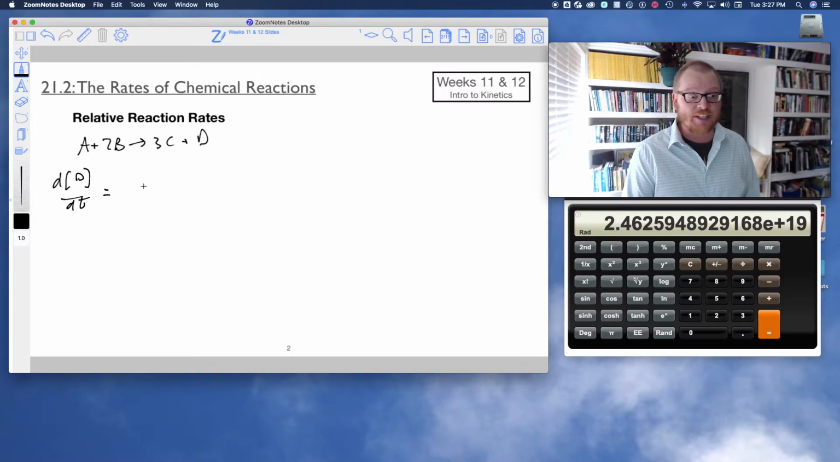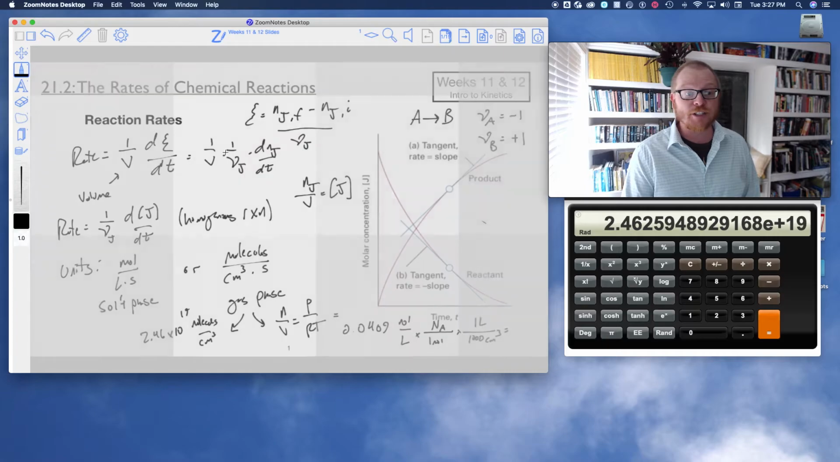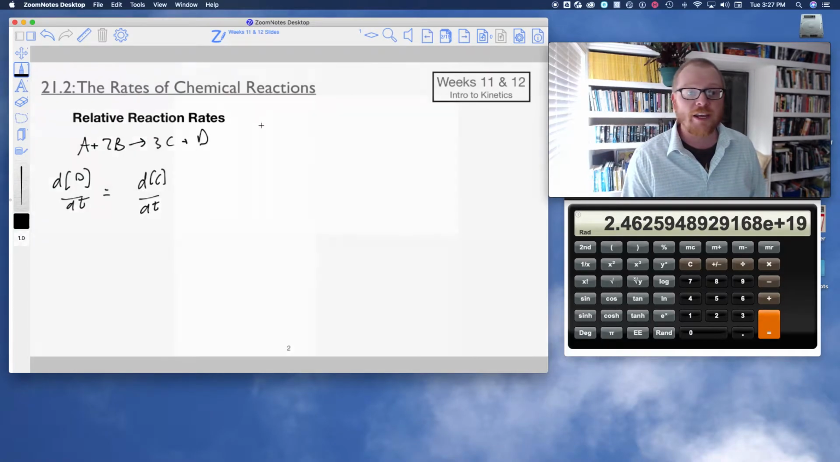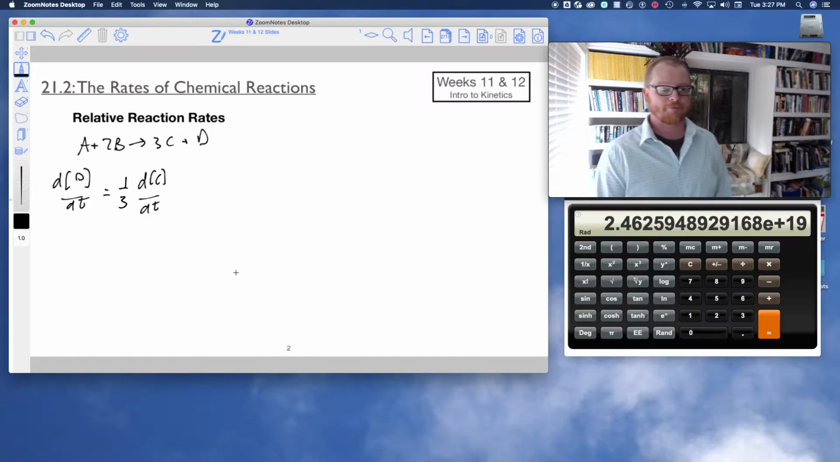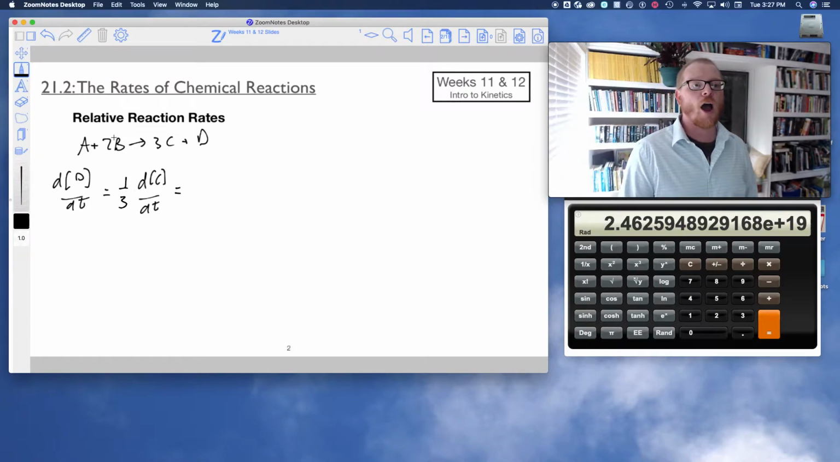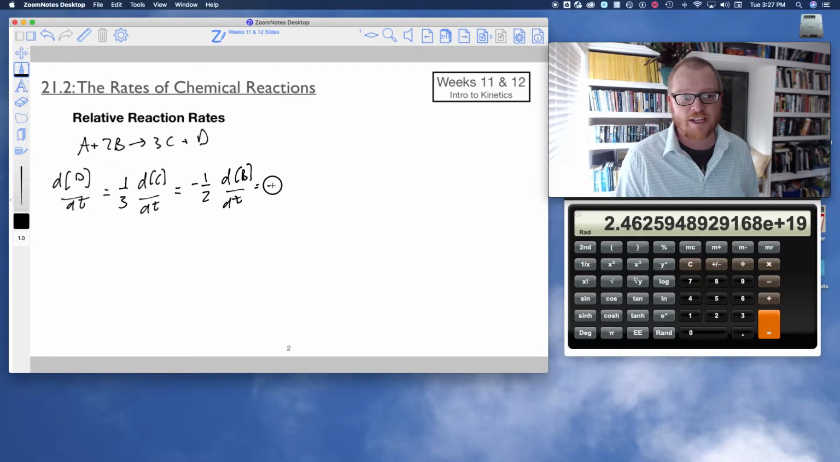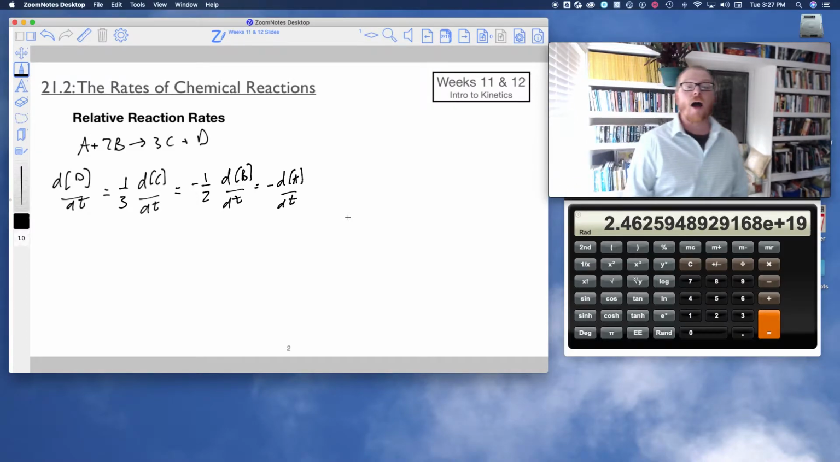Now in terms of C, I'm just going to write d[C]/dt. And if I just follow this, 1 over the stoichiometric coefficient, it's just 1 over 3, okay? And then in terms of B, we know that the stoichiometric coefficient is -2. So that means this is -1/2 d[B]/dt, okay? And then A is just going to be -1 over 1, so I'll just say negative d[A]/dt.